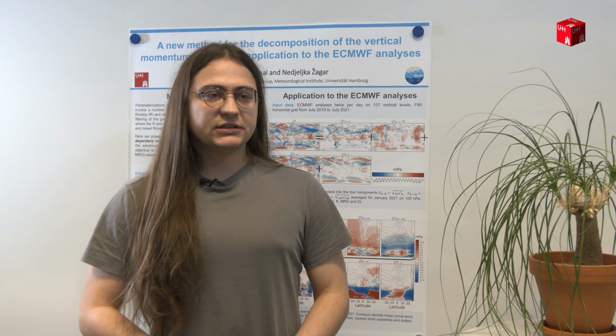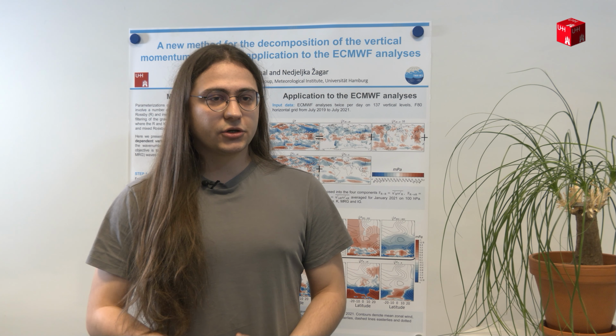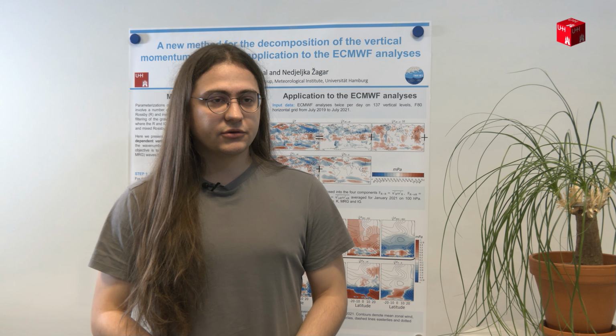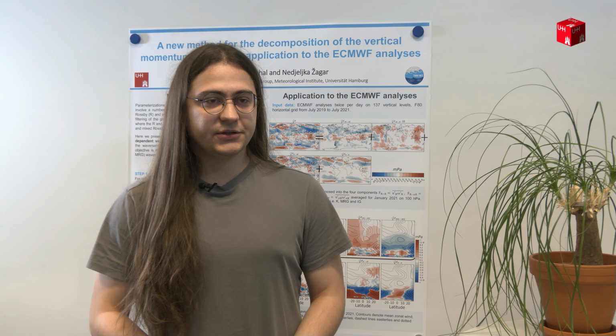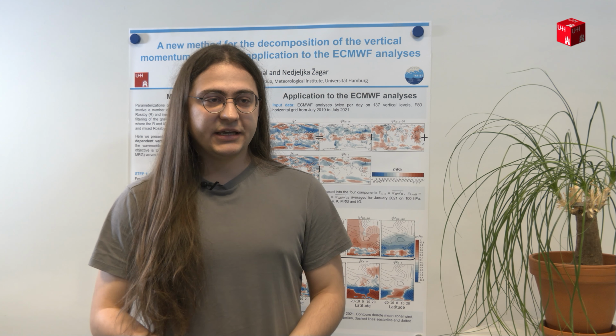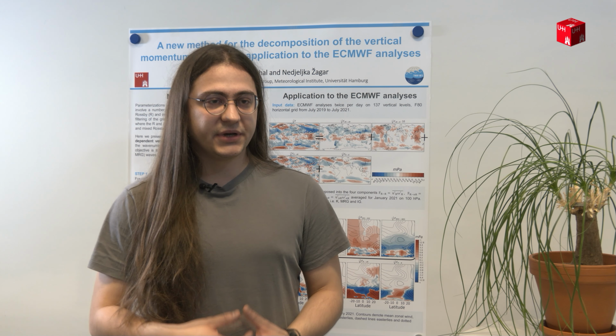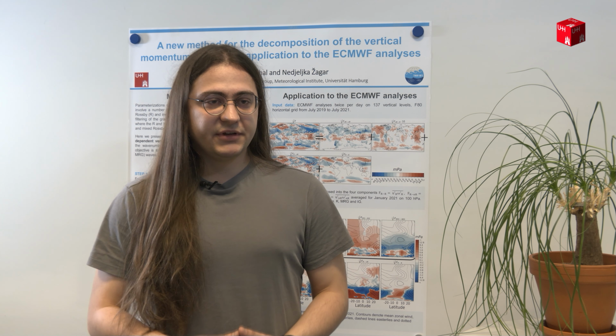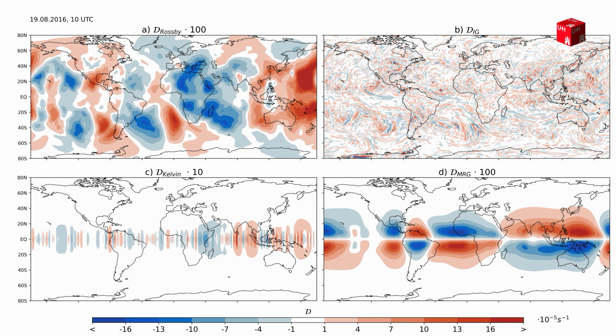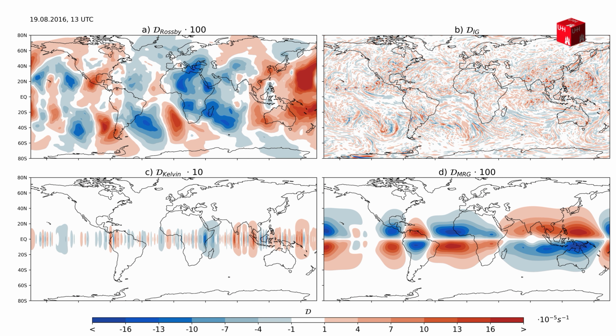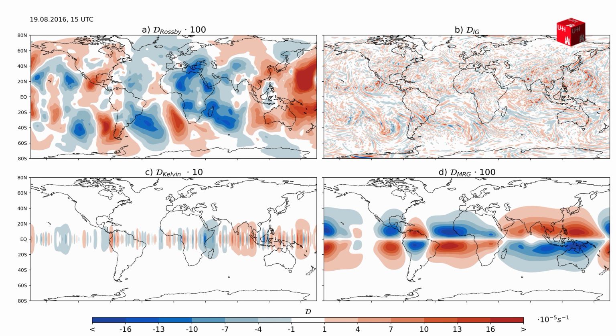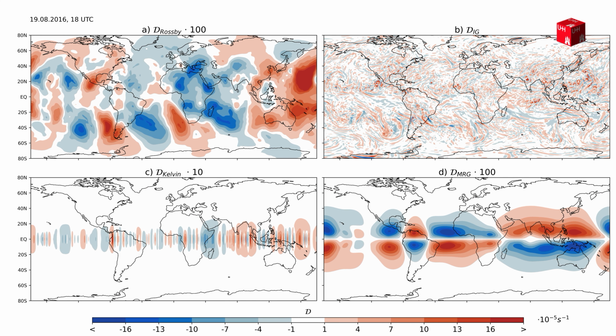Our method revealed that inertia gravity waves dominate tropical divergence, while Kelvin waves contribute approximately 19% of upper troposphere divergence in the 10 south to 10 north latitude belt. The mixed Rossby-gravity waves contribute about 5%. In the tropics, Rossby waves contribute less than 1%, with up to 5% in the extratropical winter hemisphere.